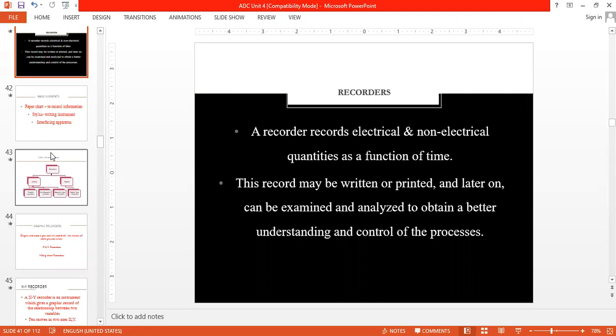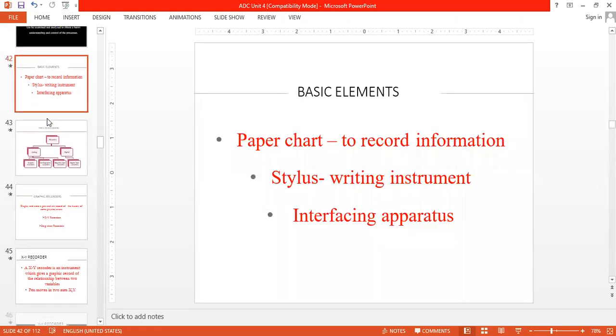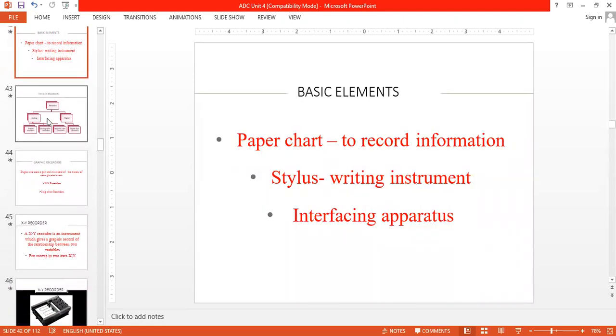A recorder records electrical and non-electrical quantities as a function of time. This record may be written or printed and later can be examined and analyzed to obtain a better understanding and control of the processes. So that is the paper chart. The basic elements of recorders are the paper chart to record the information, stylus writing instruments, and interfacing apparatus.